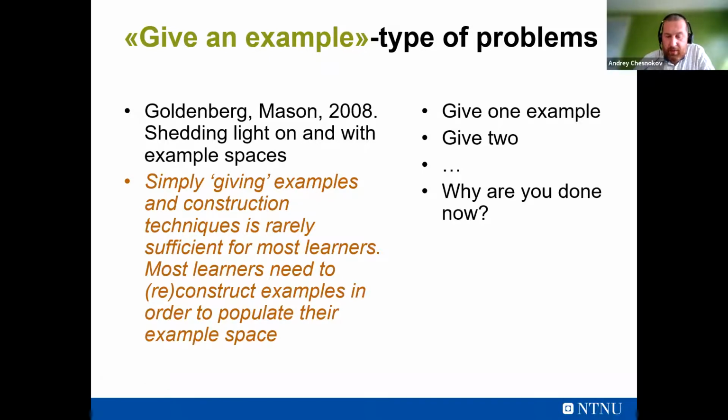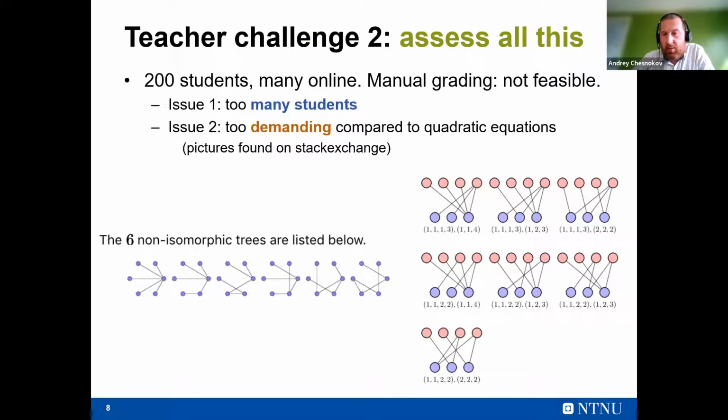And then we are up to the next challenge, which is a teacher challenge. We have to assess all this somehow. So besides our practical issues with being 200 students and usually very few teacher assistants, and many being online, and it seems that this is going to be the new normal, so many just don't want to come offline irrespective of the measures we are taking. So there are too many students, that's one thing. And another thing, this is a demanding story.